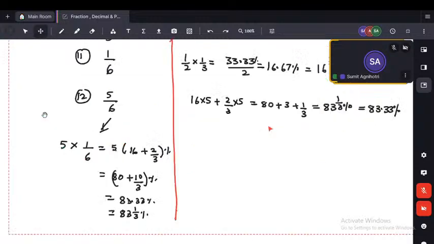Okay, 1 over 7. Can you try converting 1 over 7? 1 over 7.